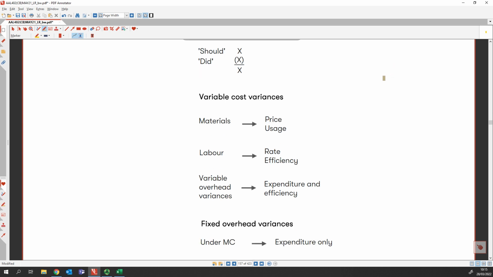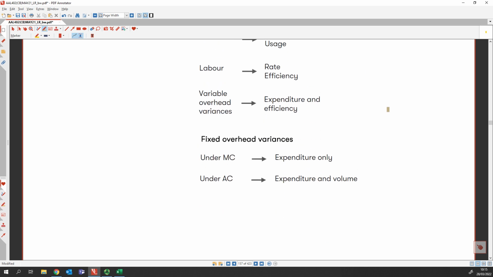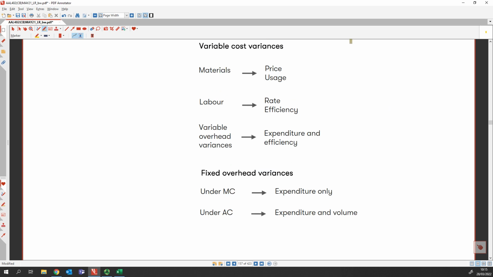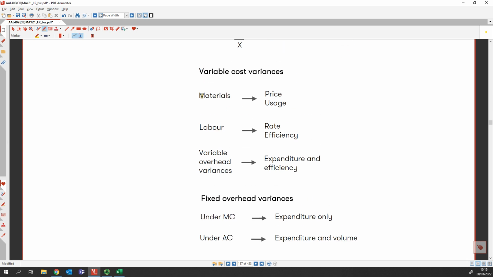Now the variances that we calculate will be split into the variable cost variances and the fixed overhead variances. There's also going to be some sales variances in there as well. And as you can see, you've got the kind of total materials variance that can be split into materials price and usage. So just to give you a flavor of what you're going to see, so you could say, well, the total materials cost has been different this month to what we had in the budget.